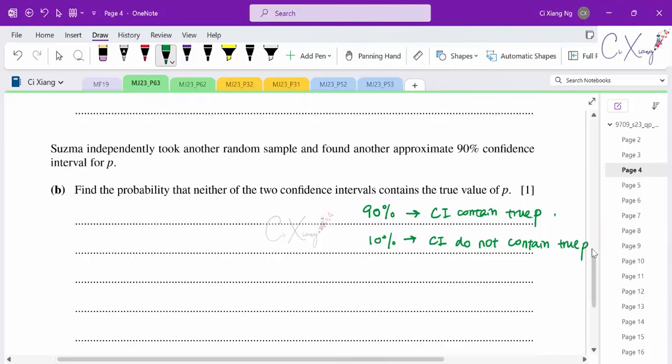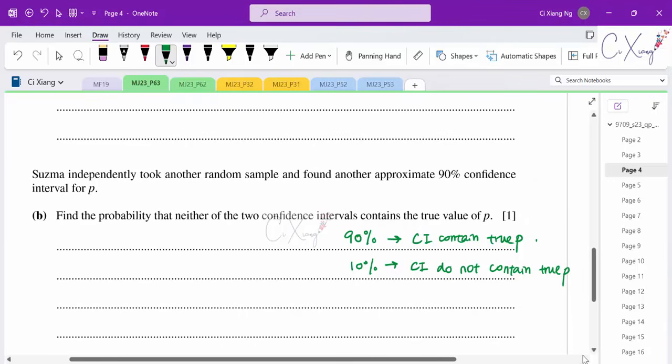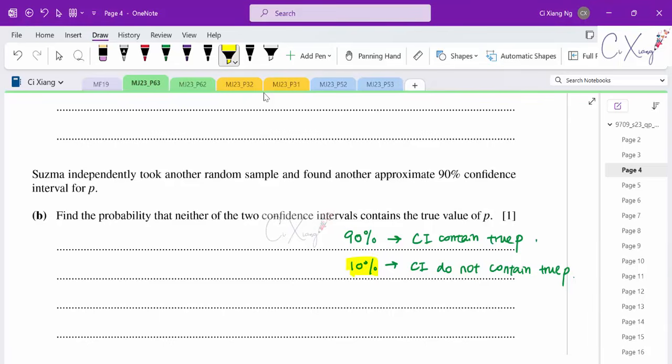So basically that's the meaning of the confidence interval. You should know about it, right? Okay, if I know that for one confidence interval, there is a 10% chance that this interval does not contain the true P. And now we have two confidence intervals and none of them contain it. So both of them do not contain the P.